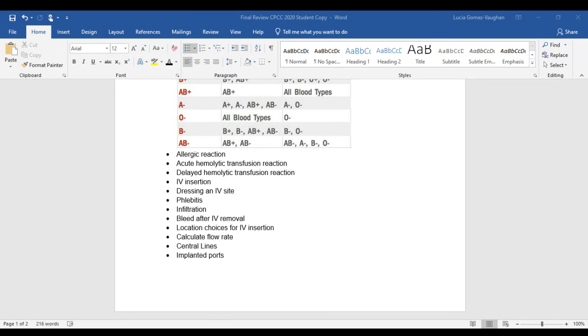Bleeding IV site after IV removal. If I'm having difficulty controlling bleeding after I remove an IV, I'm going to raise the extremity above the level of the heart and apply pressure.